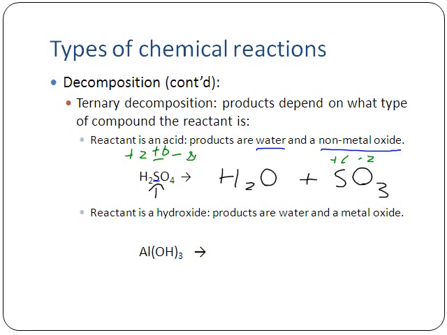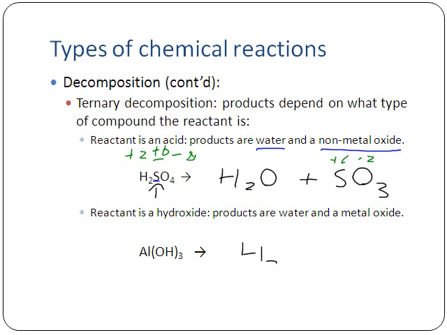The next possibility for a ternary decomposition is that you have a hydroxide. So Al(OH)3, you look at it, you say it is one compound, so we know it's going to be the reactant, therefore it's a decomposition. It has 3 elements in it, so it's going to be ternary. Is it an acid? Doesn't start with hydrogen, so not an acid. Does it have OH in it? Yes, it does, so it's going to be a hydroxide. Hydroxides, if they're reactants, the products are always water and a metal oxide. So very similar to the previous one, only we have a metal oxide instead of a nonmetal oxide.